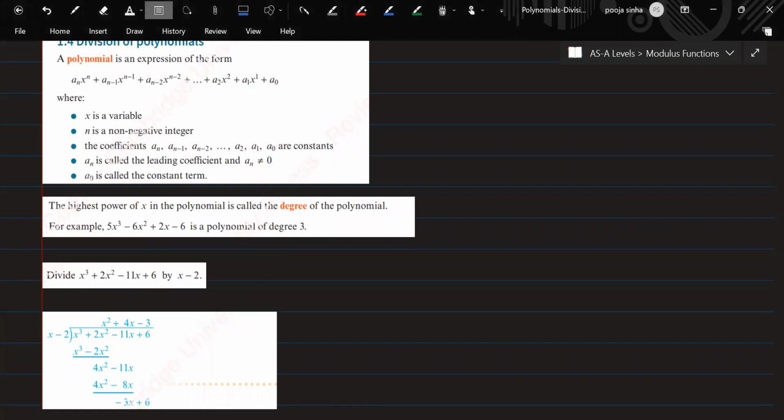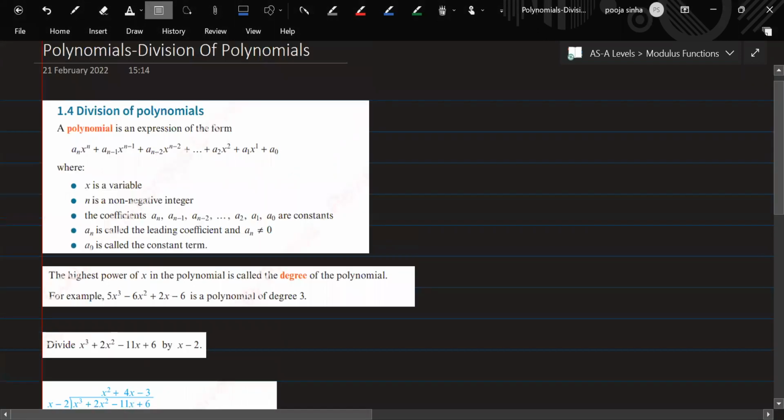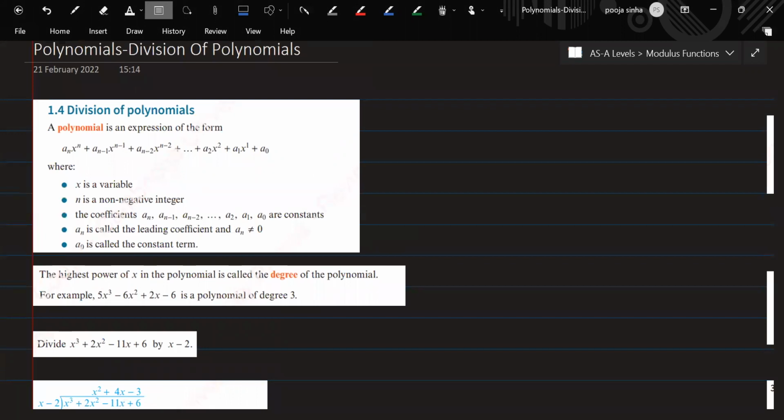So, do you know what is a polynomial, Aditi? Yeah. What is it? It has more than 3 terms. Okay, so even a binomial is a polynomial, okay?